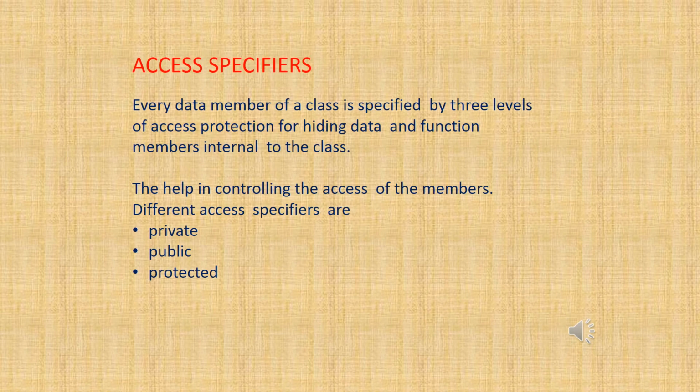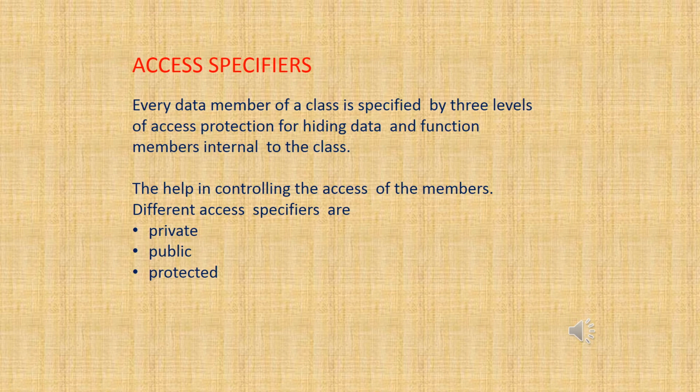Next is access specifiers. What do you mean by access specifier? Here the name itself indicates it will control the access of variables and methods. Access specifiers are used for variables as well as methods. That means giving scope for the variables and methods. Mainly three access specifiers are there. One is private, second one is public, and third one is protected.